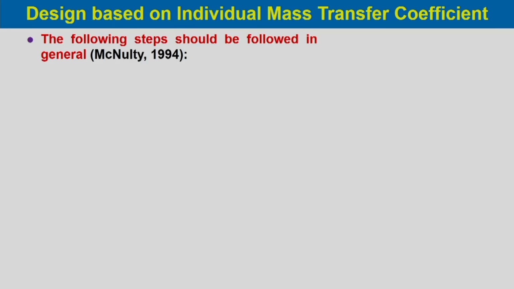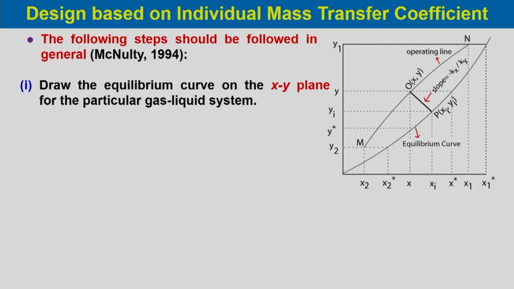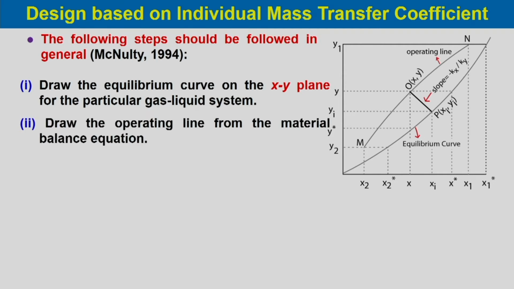Now, the following general steps should be followed to calculate that. First, we need to draw the equilibrium curve on the xy plane for the particular gas liquid system, and then draw the operating line from the material balance equation. So, we have the material balance equation, and we can get the operating line equation here.